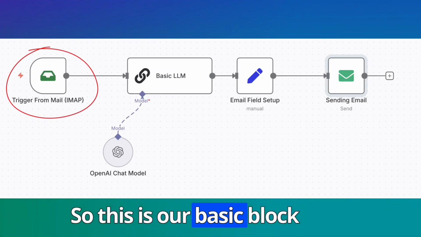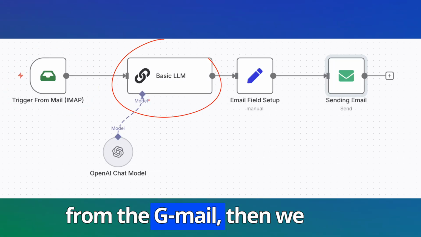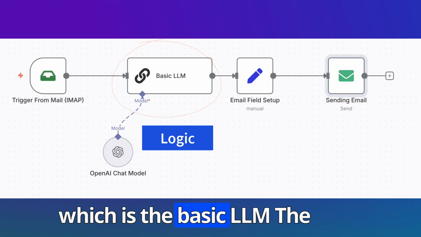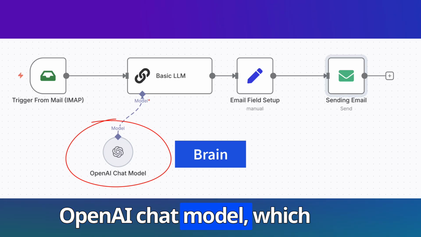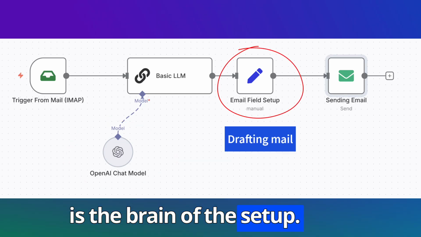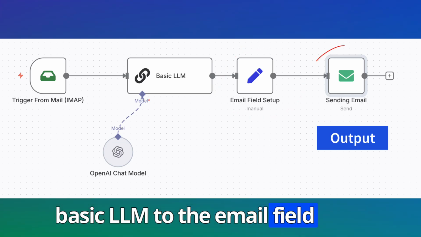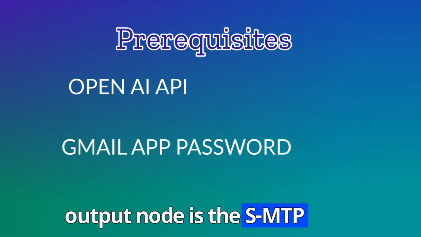So this is our basic block diagram. We take the input from the Gmail, then we connect it to the logic part, which is the basic LLM. The LLM is connected to OpenAI chat model, which is the brain of the setup. Then we give the output of basic LLM to the email field setup. And finally, the output node is the SMTP sending email.